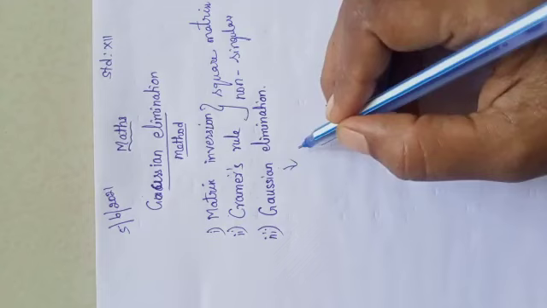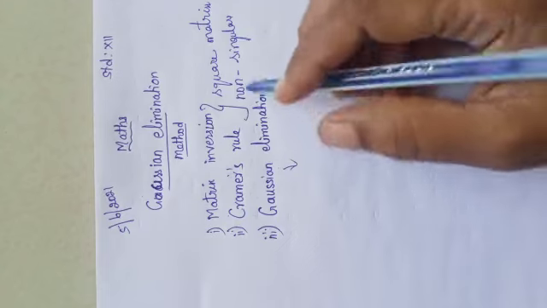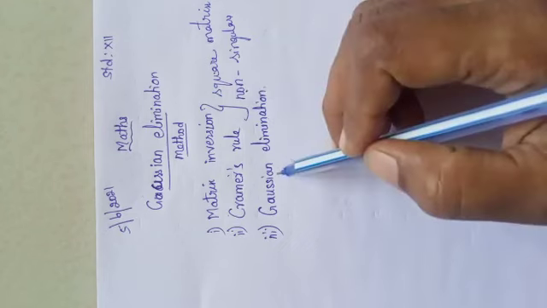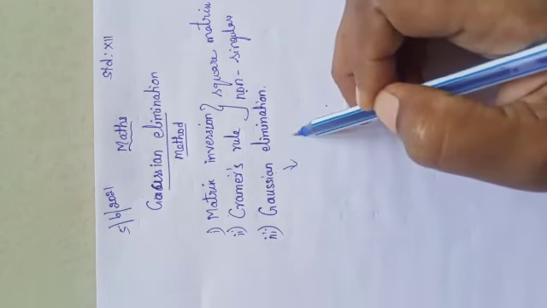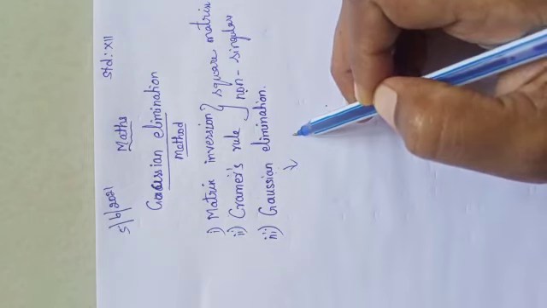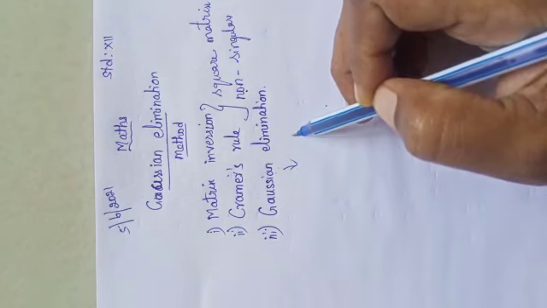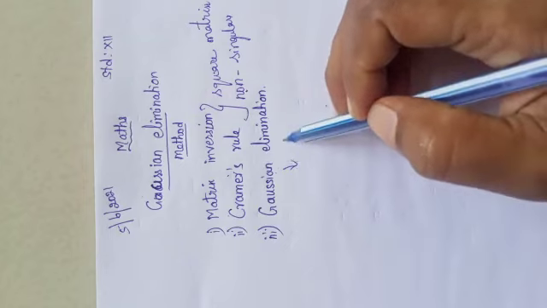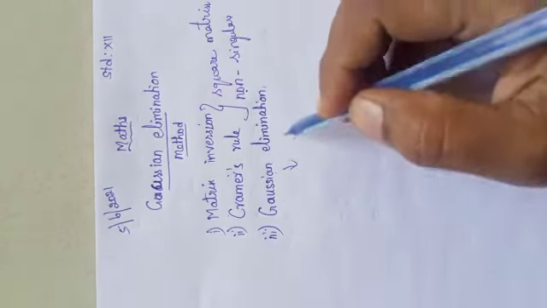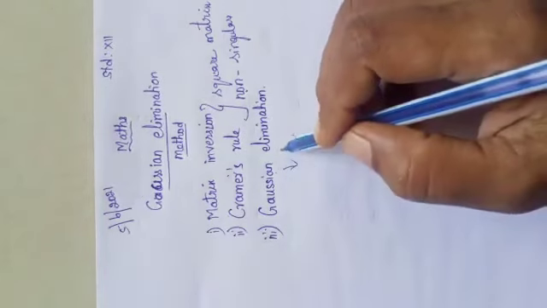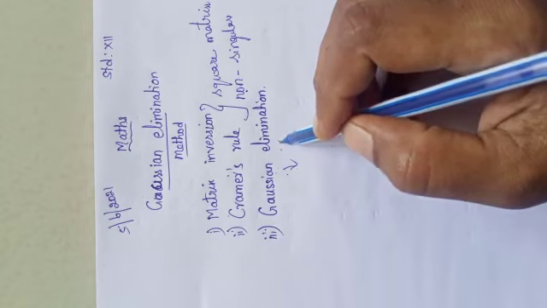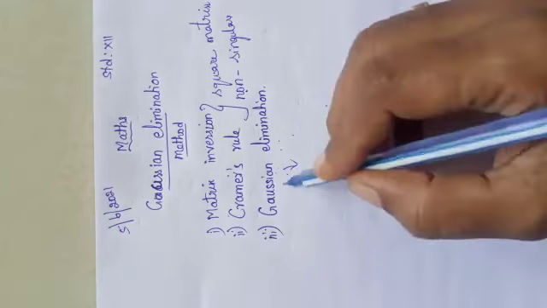But here, it's not necessary to have both conditions. Even if it is a singular matrix, we can solve the given system of equations. Here it's not necessary to have non-singular. It can be singular or non-singular. We can solve the given equations using the Gaussian elimination method. Okay, so how do we do this?